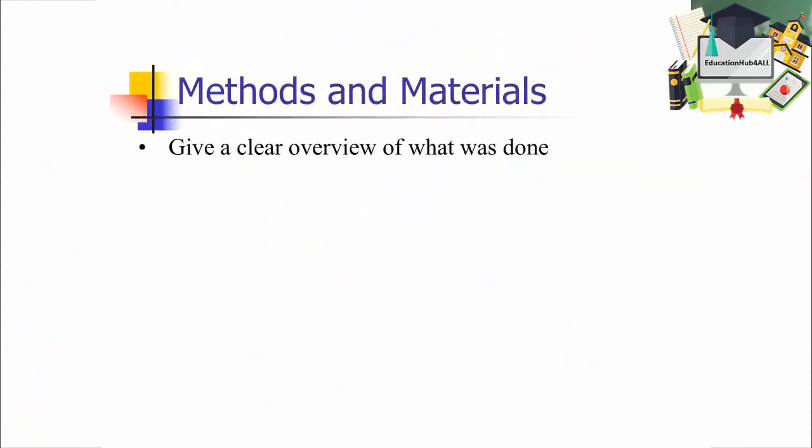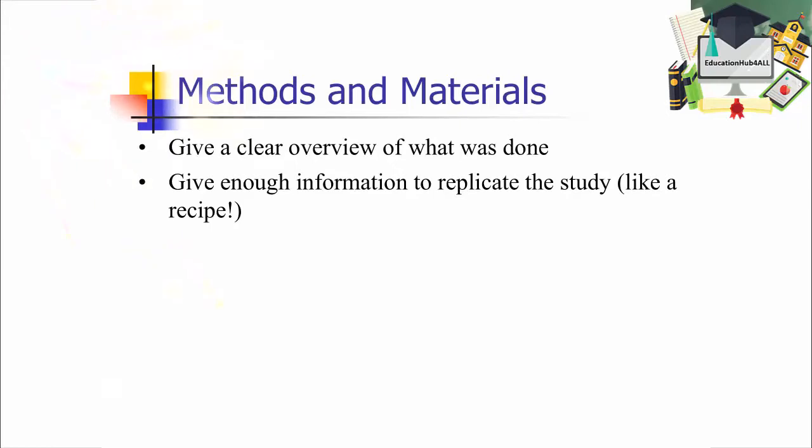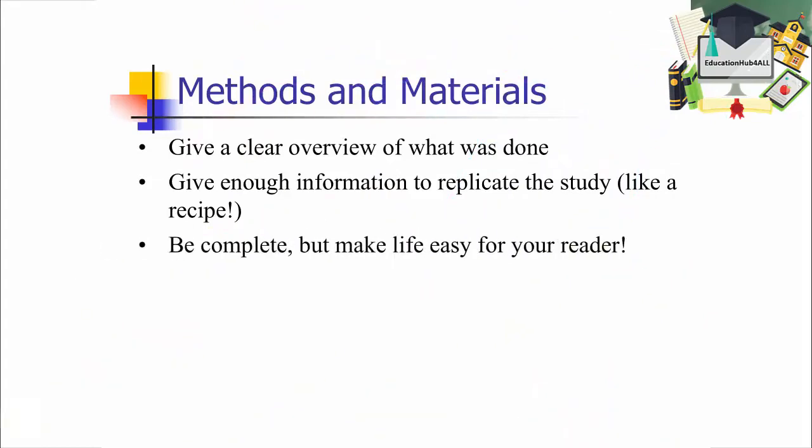The methods and materials section should give a clear overview of what was done. It is the recipe for the study. It gives sufficient information so that someone else could replicate the study. You want to be complete in your materials and methods section. You want to give enough information that somebody can replicate your study, but try to minimize the complexity. Try to make life as easy as possible for your reader.